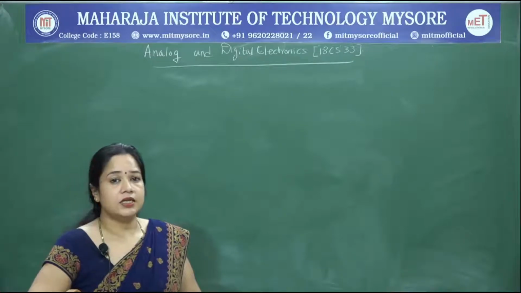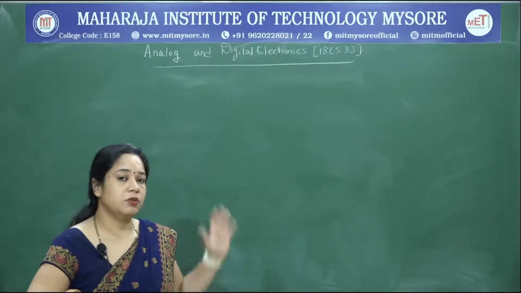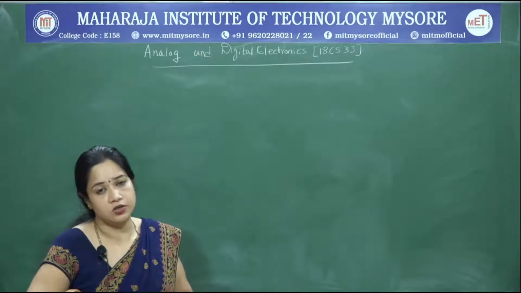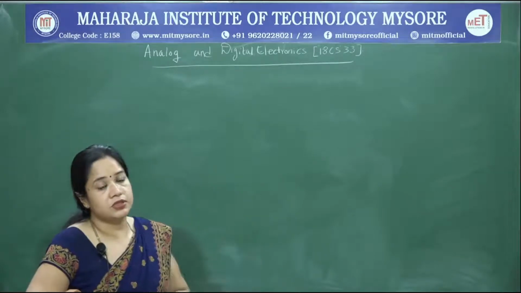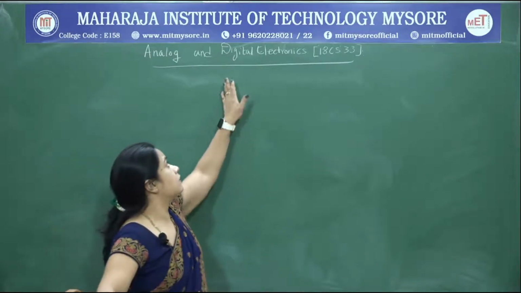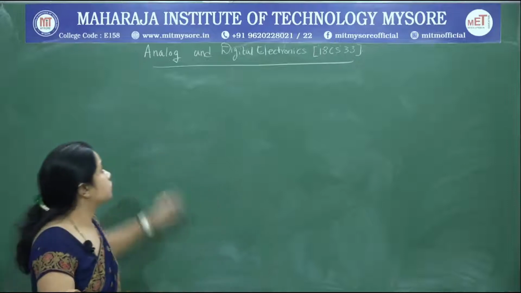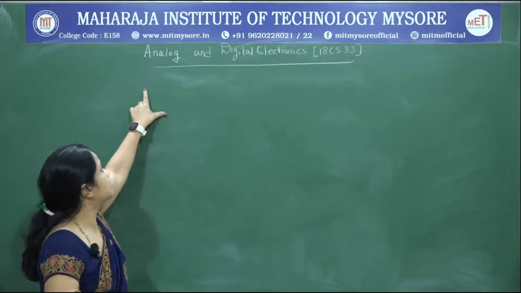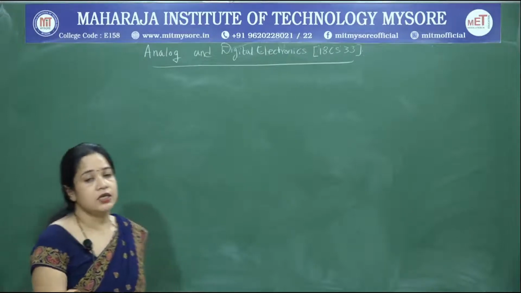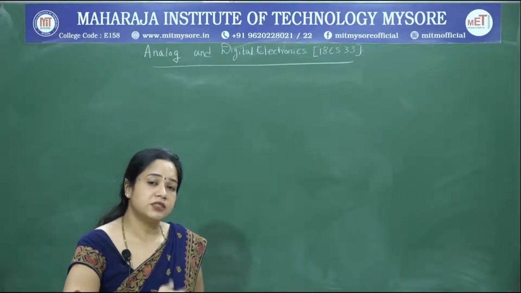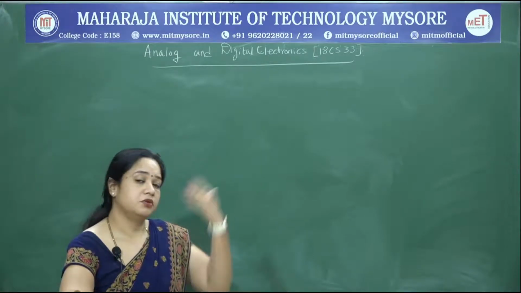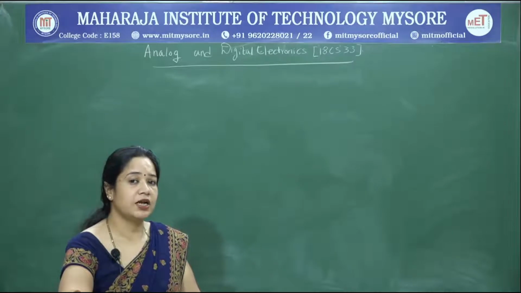So, digital electronics happens to have the major share in the analog and digital electronics course. 80% of your syllabus, that is modules 2, 3, 4 and 5, have topics which are associated with digital electronics, and the first module has topics picked up from analog electronics. In today's class, before I jump into the syllabus, let me try to revisit fundamentals of digital electronics.